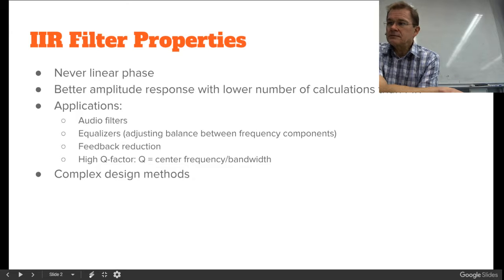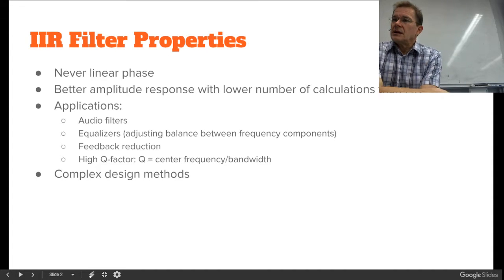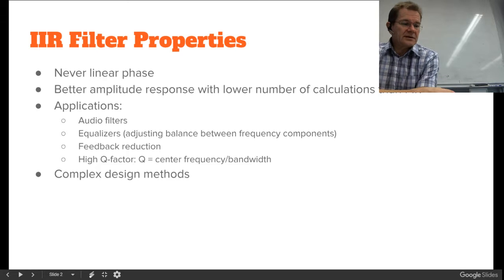So high Q factor meaning that the Q factor is the width divided by the center frequency, or the other way around. The other way around, center frequency divided by the width. Narrower than the higher Q, yes. So basically, if you need very narrow filters, and again cost efficiently, then IIR is the only solution.